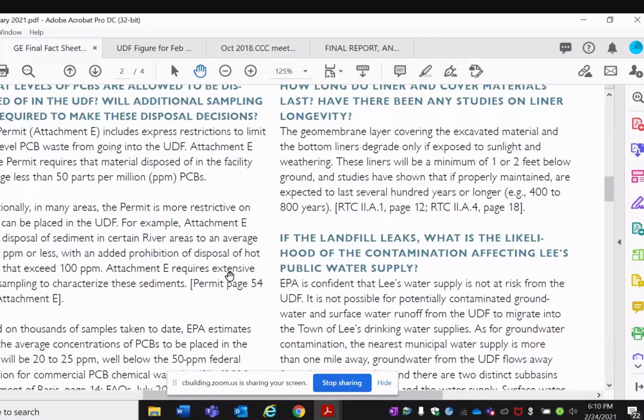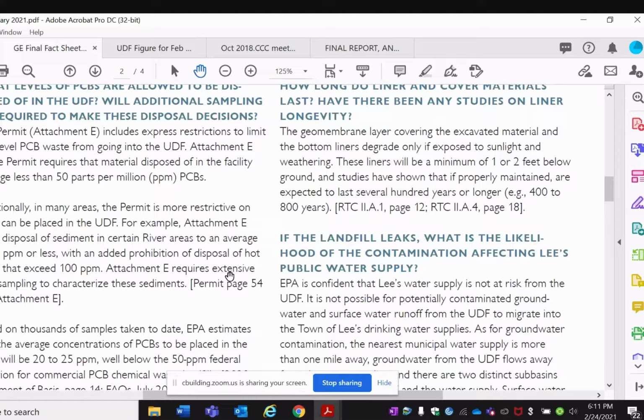But overall, the average concentration after all material is placed in the UDF has to average less than 50 parts per million. And I really encourage everyone to look at Appendix E. It's only 3 pages long. So if I misspeak or I incorrectly summarize it, it's Appendix E that's going to govern this. So overall, it has to be less than 50 parts per million. For floodplain soil, there's 90 separate areas that EPA has set up. Each individual area that needs to have soil removed, only soil less than 50 parts per million on average, again, can go into the UDF.